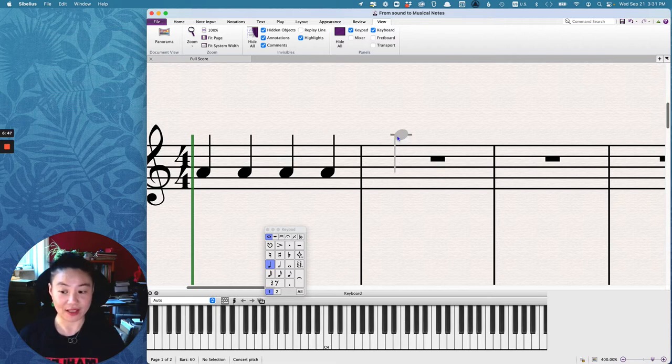Then we get into the ledger lines. See, there is an added line, because we run out of five lines, so we're going to create temporary little posts of lines so that this note can keep going up if it wants to, and it does. So it keeps going up. That's the space. That's the next one.